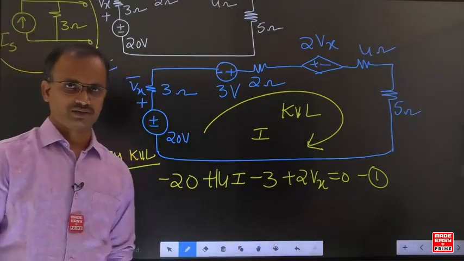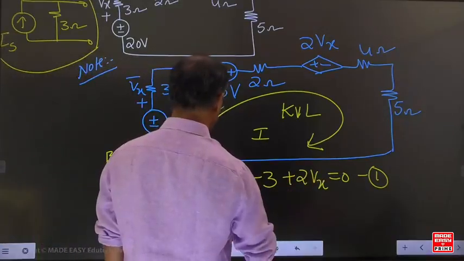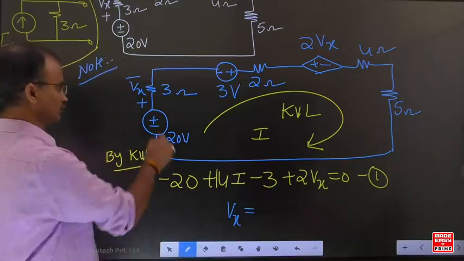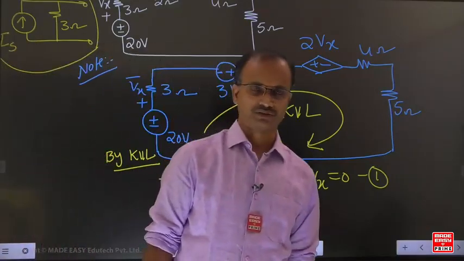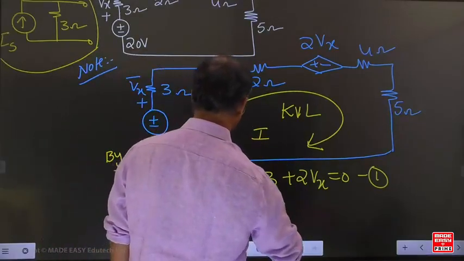How many unknowns are there in this equation? 2 unknowns. One is the Vx, other one is the I. Here the Vx is the voltage of 3 ohm resistance. In the 3 ohm resistance, how much current is circulating? I.